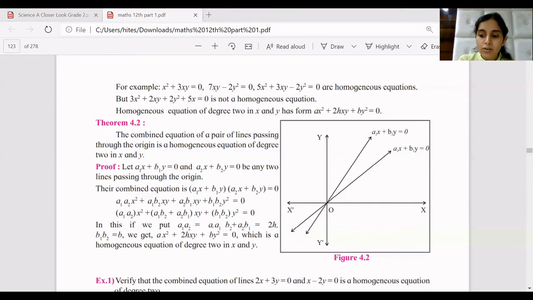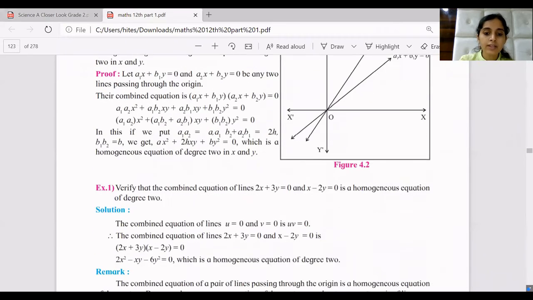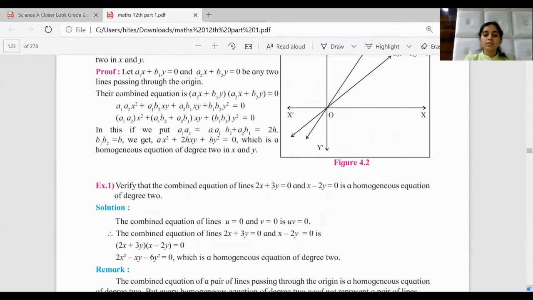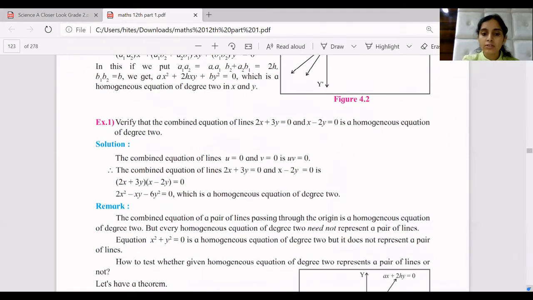Now the questions of this type would be: verify that the combined equation is a homogeneous equation. So basically you have to multiply them and get the homogeneous equation. If you get degree 2 in each of the terms, then it is a homogeneous equation.